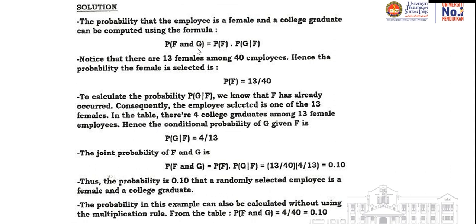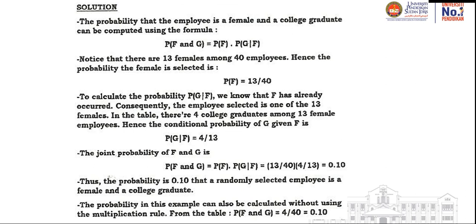So this is the solution. Basically you want to find P, female and college graduate, which is P, F and G. By using the multiplication rule, P, F and G is equal to P(F) times P(G given F). First of all, you need to find P(F), which is 13 over 40. And then G given F, you got 4 over 13. You substitute these two figures in the multiplication rule equation, and you got 0.10.